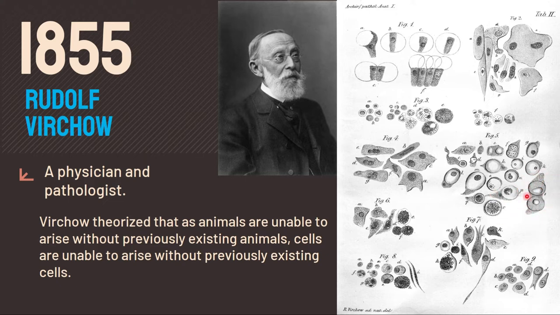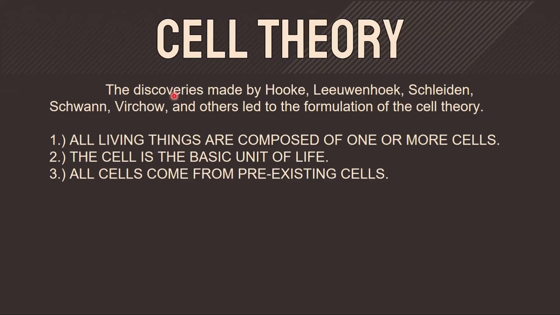So he concluded, or he theorized, that cells arise from previously existing cells. So cells do not appear out of nowhere. Okay? So always remember that cells and individual cells would divide or replicate to produce new cells or daughter cells. To sum up, the discoveries made by Robert Hooke, Anton van Leeuwenhoek, Matthias Schleiden, Theodor Schwann, and Rudolf Virchow, and other people led to the formation of the cell theory.